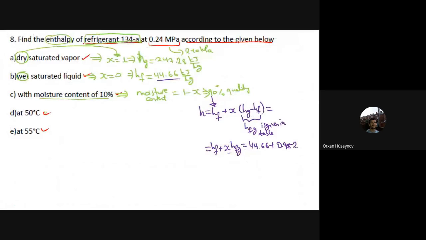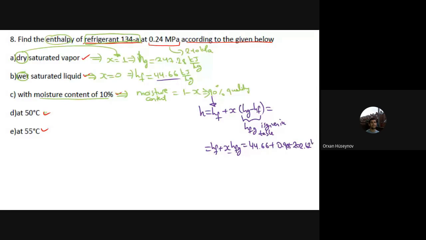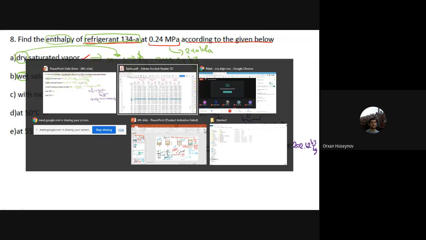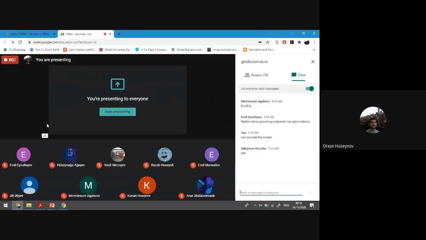It is 202.62 kilojoules per kilogram. And from here, you can find the value of the enthalpy H. If you have the value, you can tell me and I can write it. If you find it, then you can go to the next part. So this is just the numerical value. You can tell me whenever you have found it.